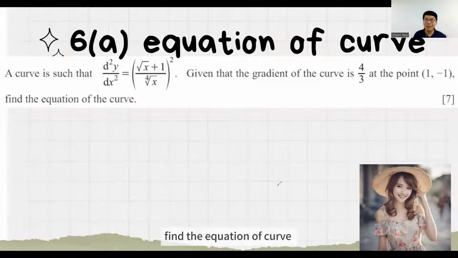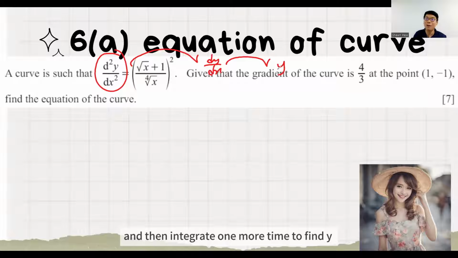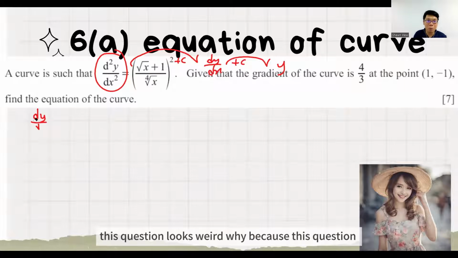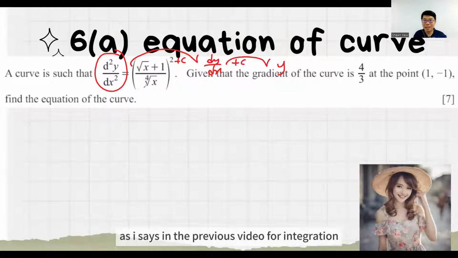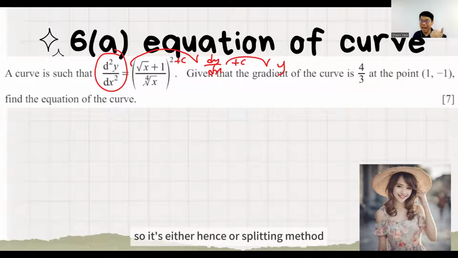Okay, so let's find the equation of curve. For this question, they give us d2y/dx squared, which means we need to integrate to find dy/dx, and then integrate one more time to find y. And remember, we need to add plus c. This question looks weird. Why? Because this question has something in x divided by something in x. As I said in the previous video, for integration we are unable to do anything with x times x or x divided by x situation. So it's either expanding or splitting method. This question is very obviously splitting, so we need to do an adjustment here.